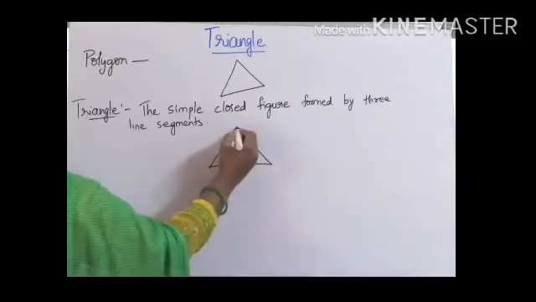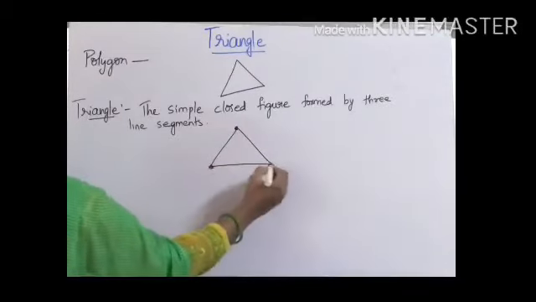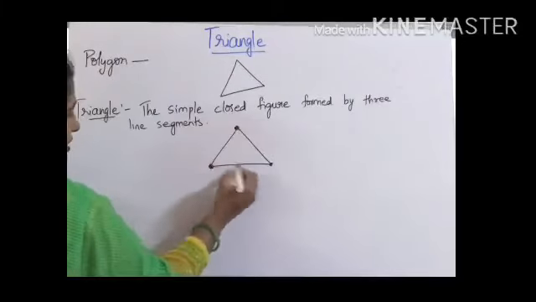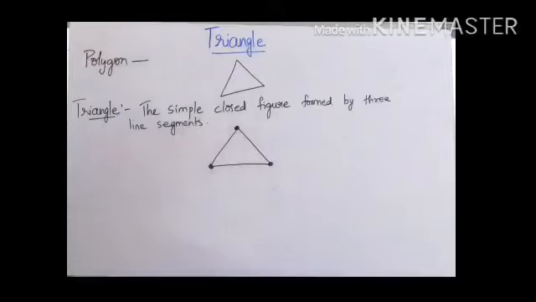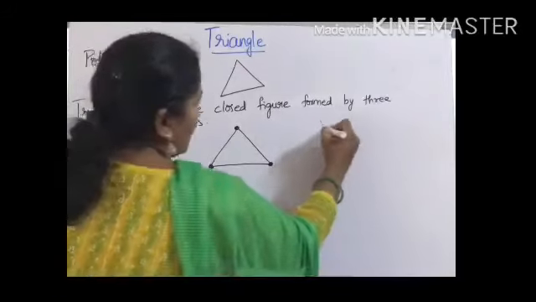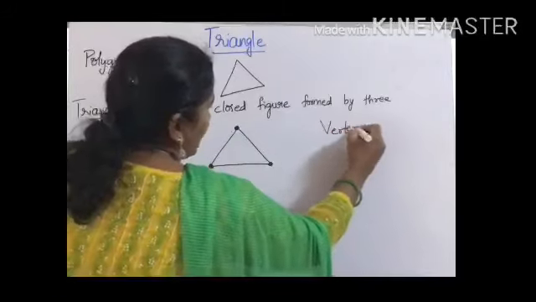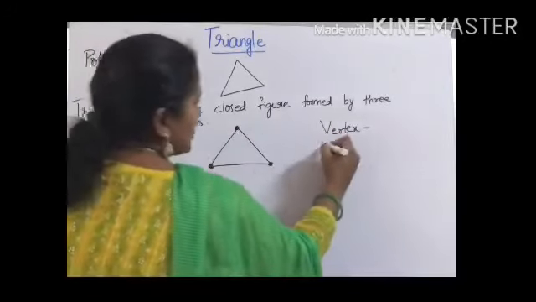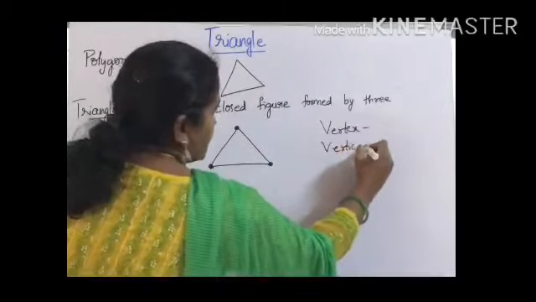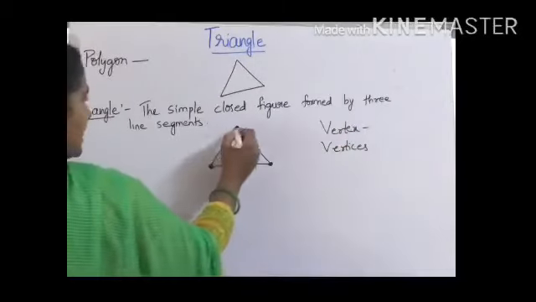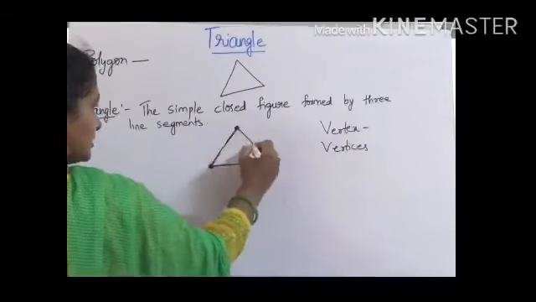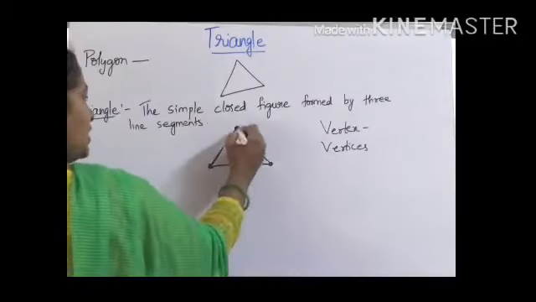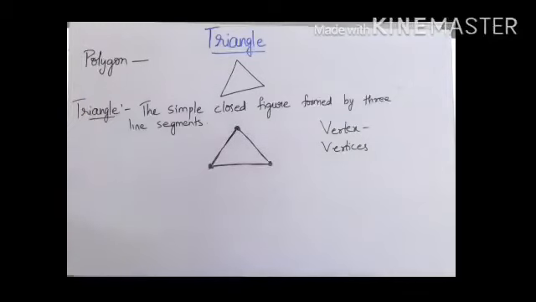Here, if you see, it is having three line segments, isn't it? And these points are what? Vertices. You know what is vertex? The intersection of two line segments is nothing but vertex. Then what is the plural form of vertex, children? This is nothing but vertices. If you observe, triangle is having three sides. Sides are nothing but the line segments and it is having three vertices. The plural form of vertex is vertices.